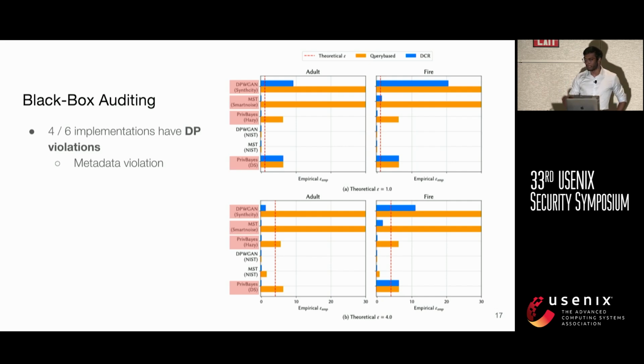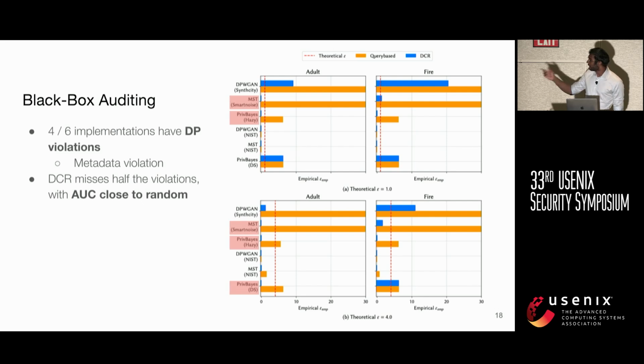When we looked at the code, they were actually from the metadata violation, where the synthetic data tends to read the ranges or the different kinds of inputs for each attribute directly from the data set. This should, in theory, be supplied separately, but this causes a DP violation.